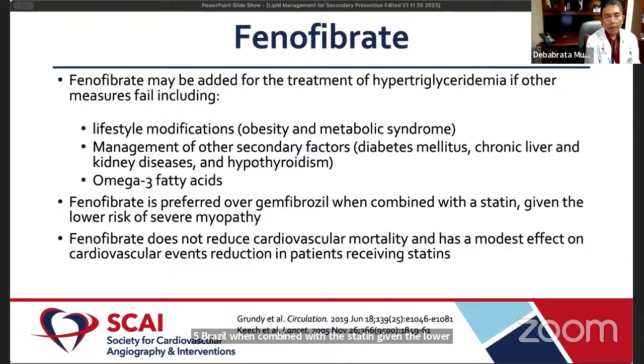And the clinical trials have not shown that fenofibrate reduces cardiovascular mortality, but they have a modest effect on cardiovascular events reduction in patients receiving statin. I think I'll stop there.